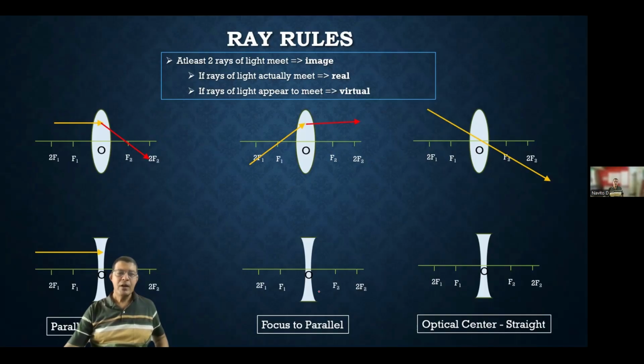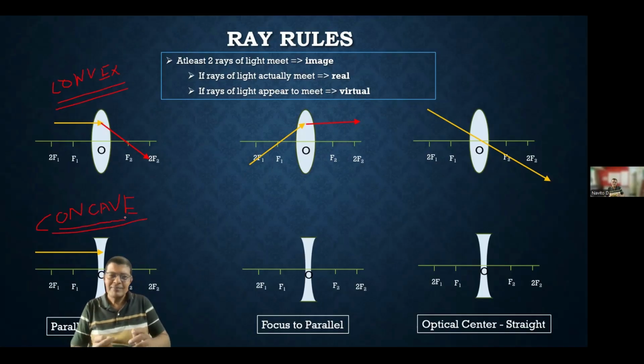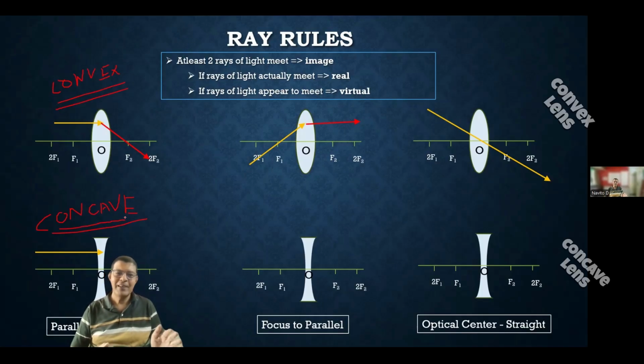For the concave lens, this is convex. I'll write it down here. This is convex lens and this is concave. We have already seen how to identify convex and concave lens a few minutes ago, or you can just rewind backward and then see forward.